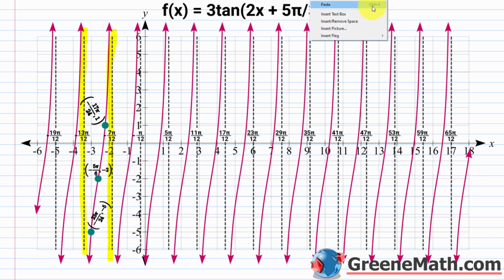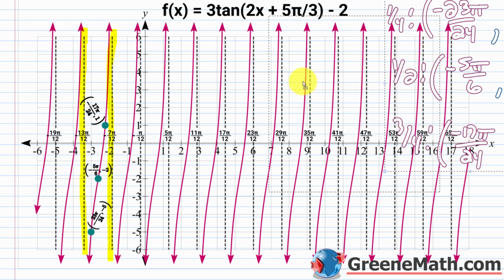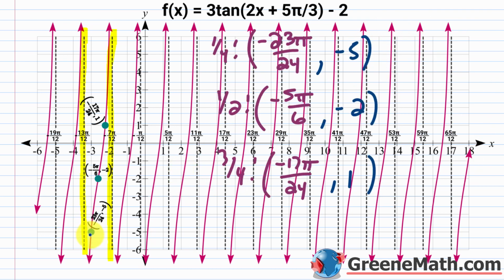So coming down here, again, just click that link on Desmos. This is going to be really hard to see. But for the first quarter point, you'll see that we do have negative 23 pi over 24, comma negative 5. You'll just have to trust me if you can't read it. Again, on Desmos, you can see it very clearly. Then for the halfway, you have negative 5 pi over 6, comma negative 2. So just matching that. And then 3/4 of the way, you have your negative 17 pi over 24, comma 1.